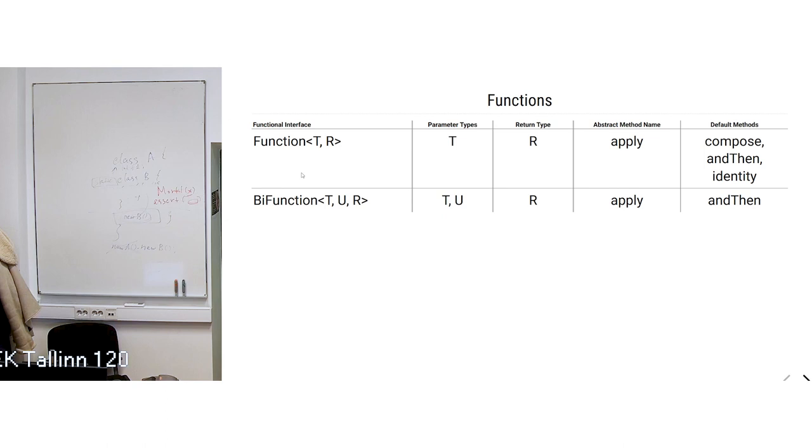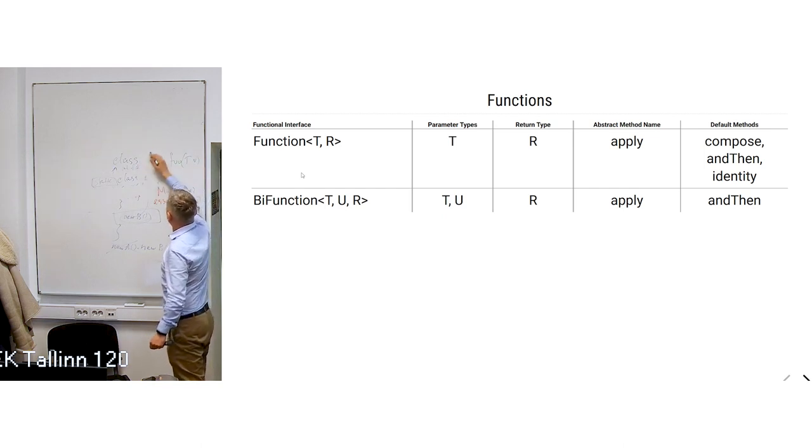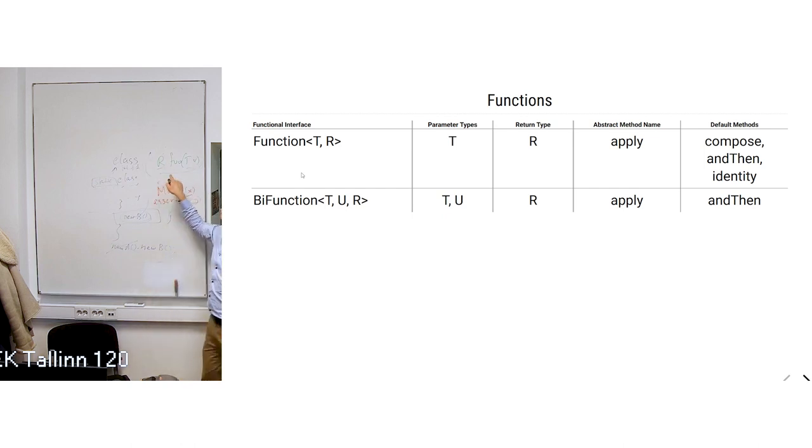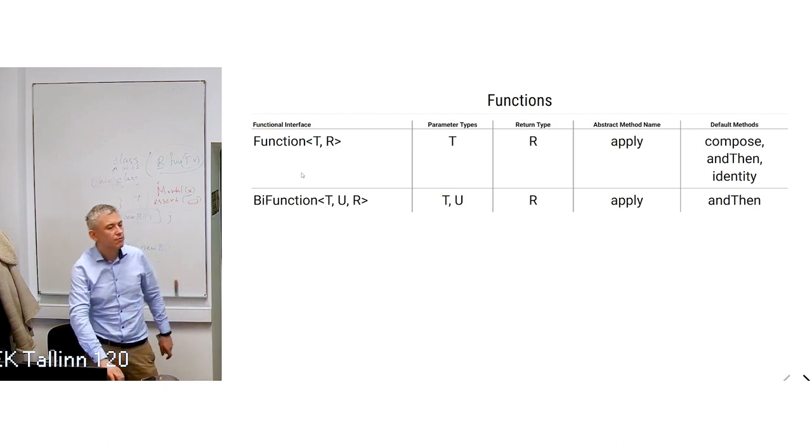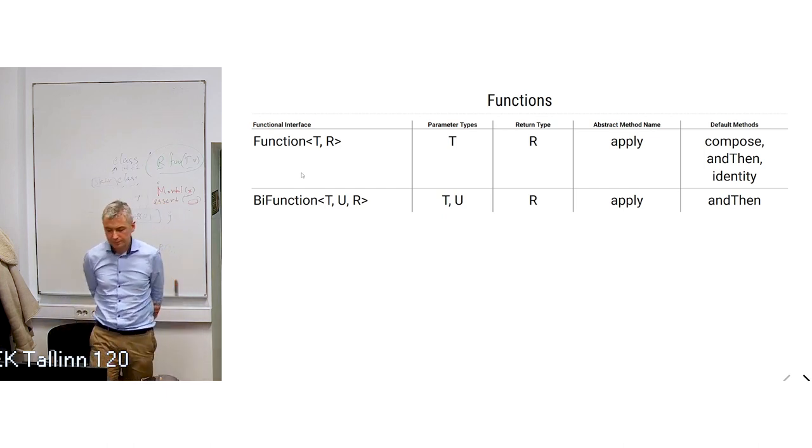So if you have something like foo(t), something of my var, and this foo returns result r, this can be converted to a functional interface called Function, because it's a function with a single argument and a single return value here. So Function<T, R> is the most commonly used functional interface in the Java language.